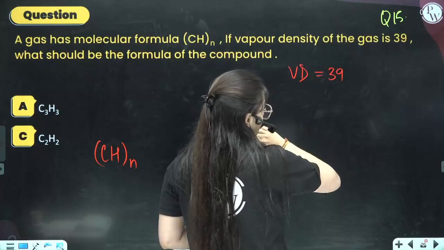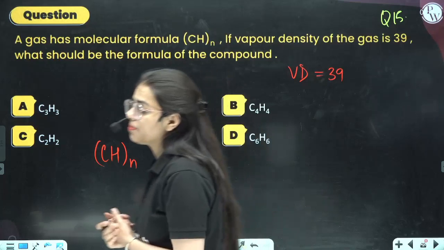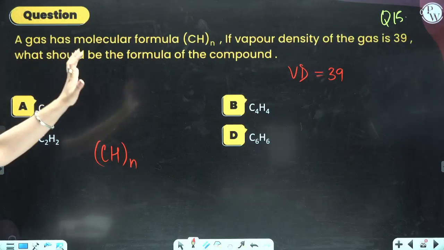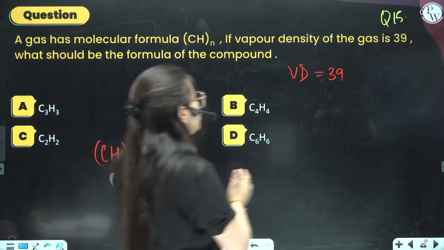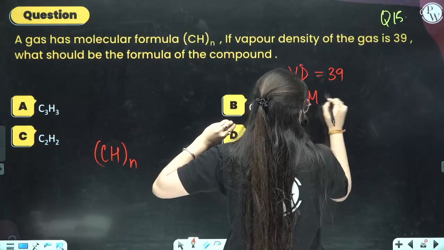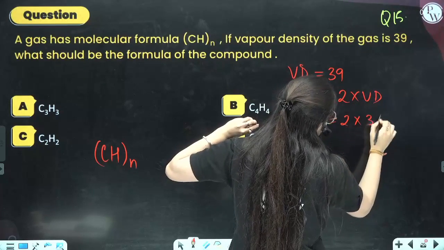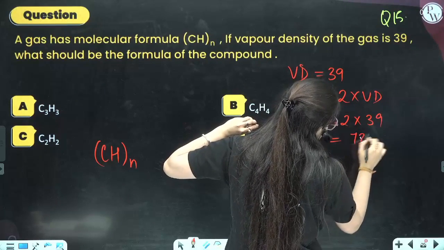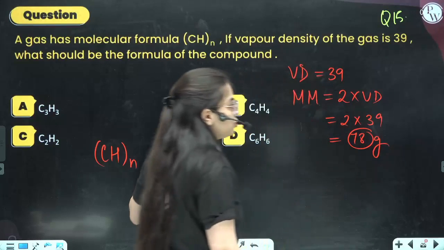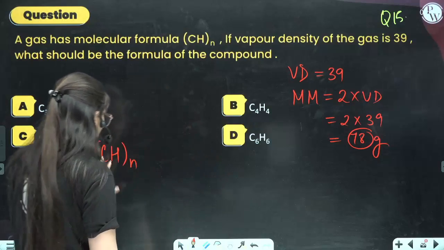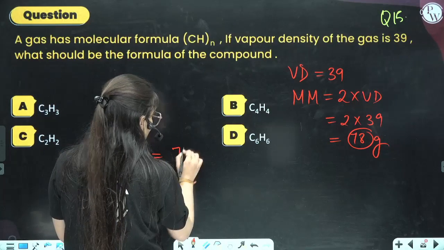Vapor density comes out to be 39. Now students, what is the relationship between vapor density and molecular mass? You should know that molecular mass is equivalent to 2 into vapor density. So 2 into 39 comes out to be 78 grams. This is the molecular mass. This is the general formula. Now if you have to write it, it is 78 grams.